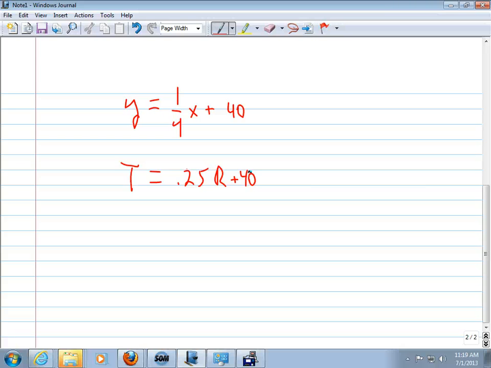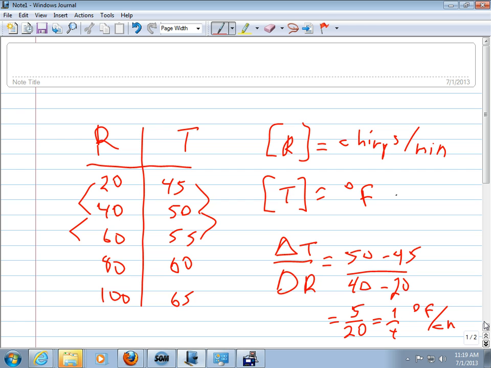All right, so let's say I want to extrapolate. What the heck does that mean? What if I want to extrapolate? If I get a data point off this chart, like say 200, do you know what the temperature is for a chirp rate of 200? No. That's called extrapolating, taking the data farther than what we got. Our domain right now is 20 to 100. Our range right now is 45 to 65.